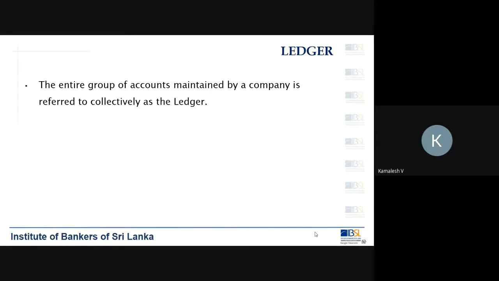Am I audible to you all? Yes, sir. No disturbances, right? Are you all getting any disturbances? No, sir, we can hear you properly. Right. No, sir, it's clear.